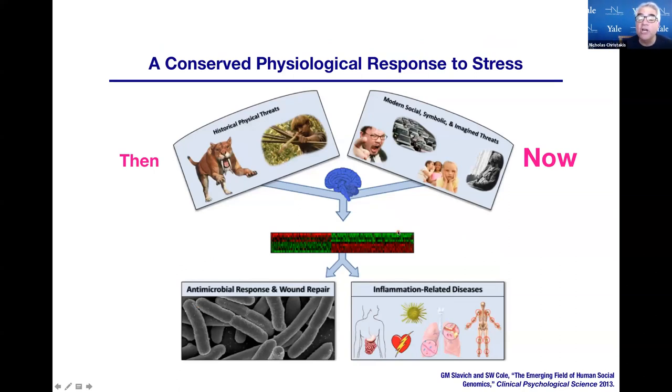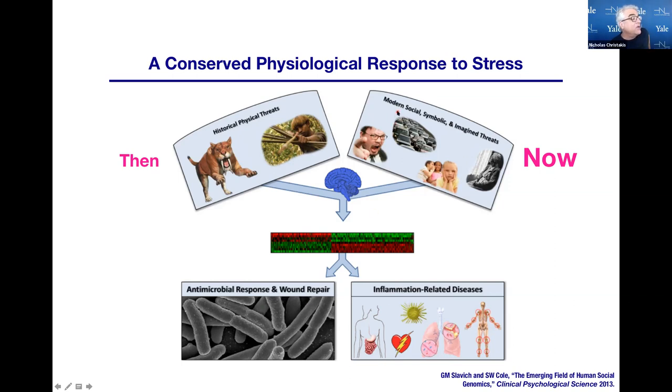And we have an evolutionarily conserved response to adversity that is adaptive in response to physical threats, given that such threats were historically associated with an increased risk of wounding and also of bacterial infection. So in the olden days, we might face threats like these, and our brain would interpret those threats, and it would result in the differential expression of certain genes and an upgrading in the antimicrobial response and wound repair, and therefore as a result in inflammation relief in the past.